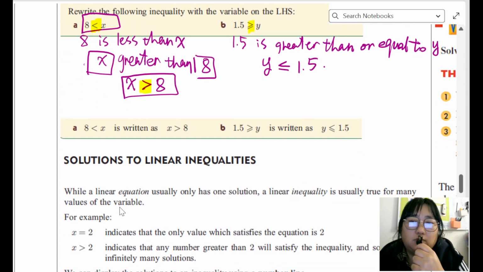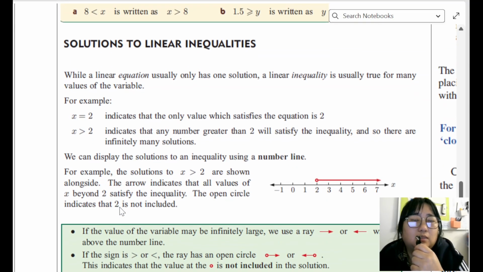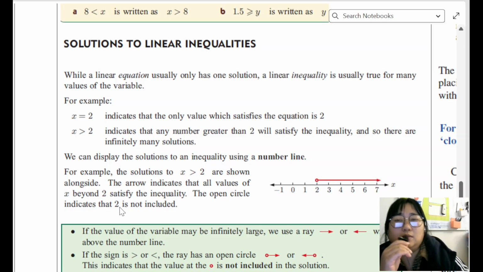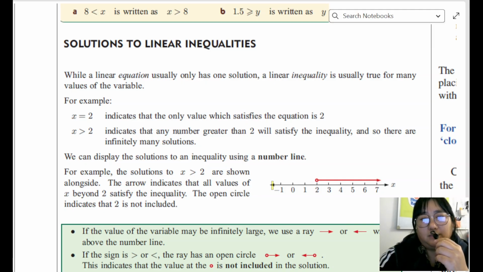Now we have a look at another question, another keynote here. You have to get a clear idea of how we can present an inequality on a number line. Here they show us an example. So this is a number line.